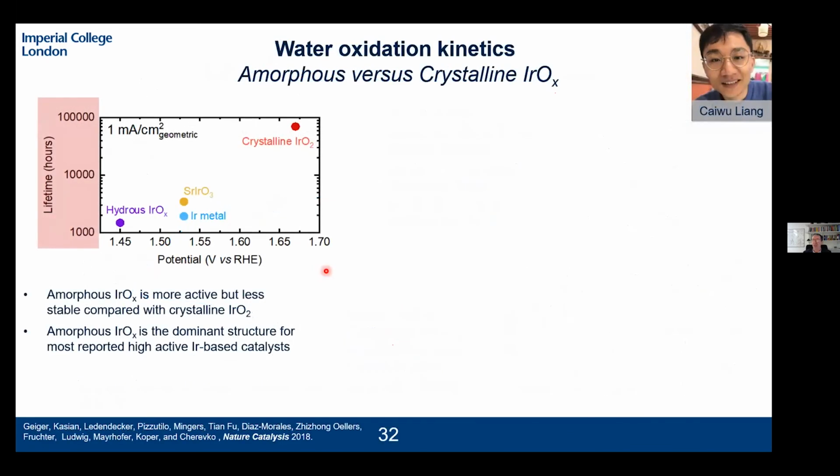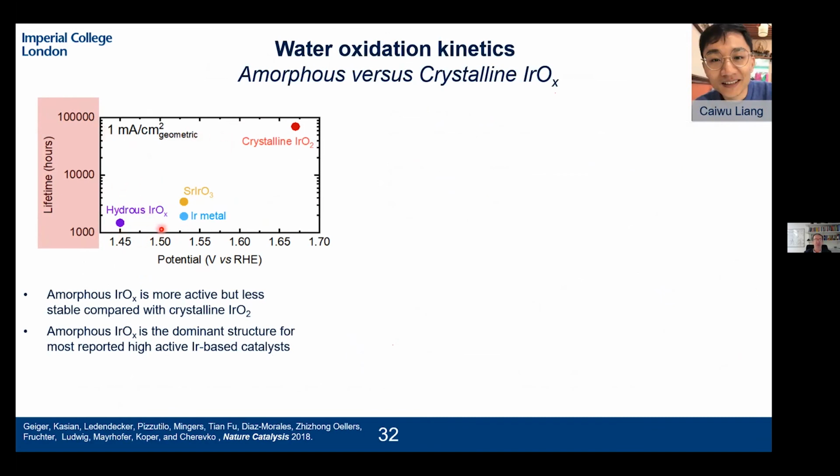The last thing I want to touch on is the difference between amorphous and crystalline iridium. Crystalline iridium oxide is the most stable form of an electrocatalyst for driving water oxidation. But many studies have shown that amorphous iridium oxide is able to achieve higher current densities. And so this is a plot of the potential required to achieve 1 milliampere per square centimeter.